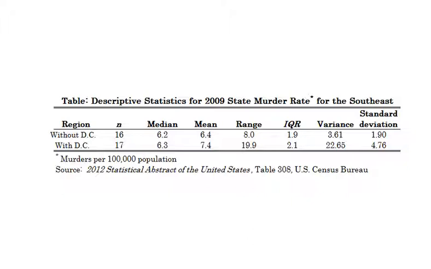A third reason, and this may be one of the most important ones, is that it's common for scholars who study states to not include the District of Columbia because it is so unusual. So the norm within the field of state analysis does support the idea of leaving the District of Columbia out of most analyses.